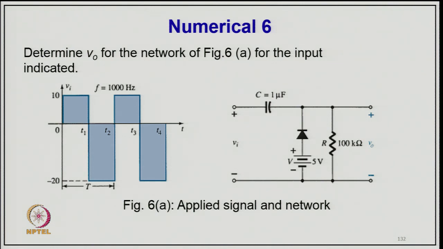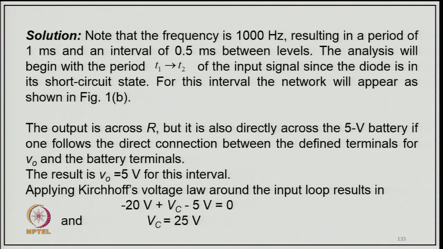This is the typical input waveform used to calculate the output waveform. It varies from -20 to +20 volt at 1000 hertz. Note the frequency of 1000 hertz results in a period of 1 millisecond, and an interval of 0.5 millisecond between the two levels. Analysis begins with the T1 to T2 interval of the input signal. Since the diode is in the short circuit state, for this interval the network will appear as shown in figure 1b. The output is across R, but it is also directly across the 5 volt battery, and one follows the direct connection between the defined terminals of Vo and the battery. So, the result is Vo equal to 5 volt for this interval.